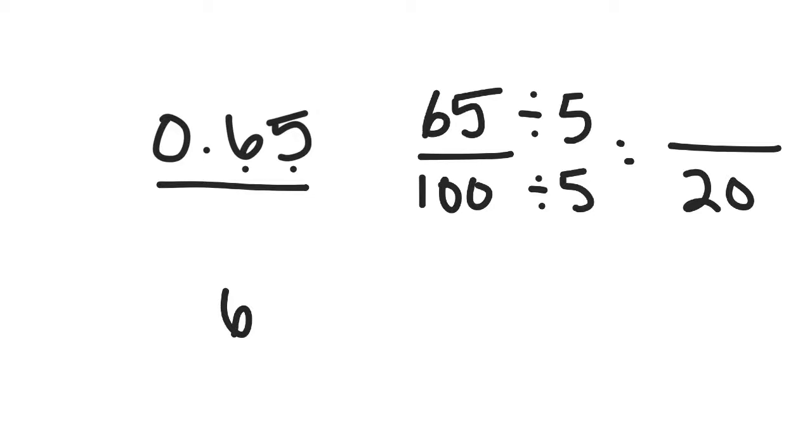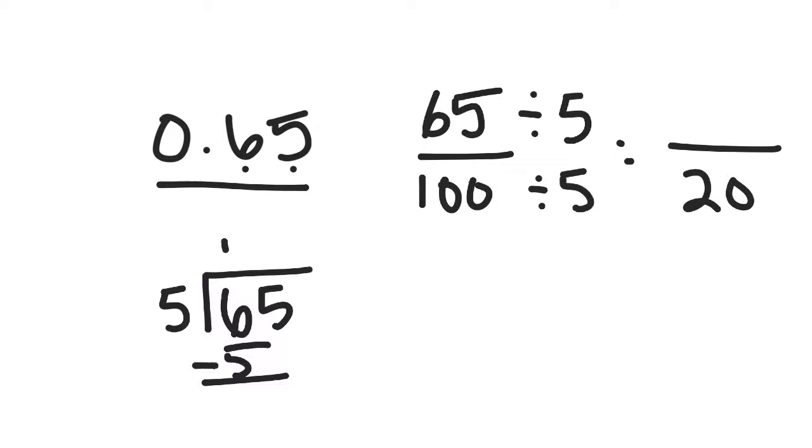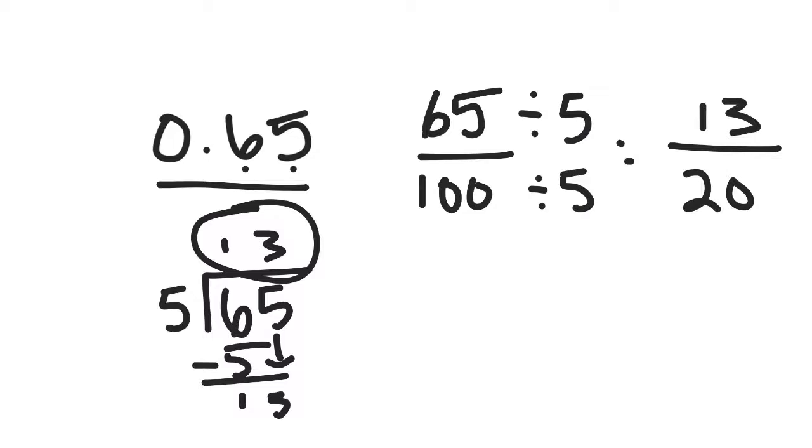So I'm going to go off to the side, and I'm going to write 65 divided by 5. I know it goes into 6 once. I subtract. That gives me 1. I bring down my 5, and I know now that it goes in 13 times. So that gives me a numerator of 13.